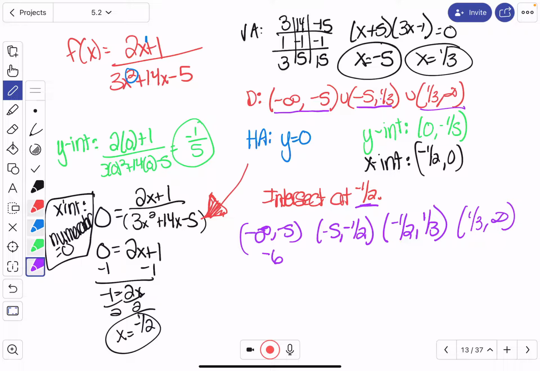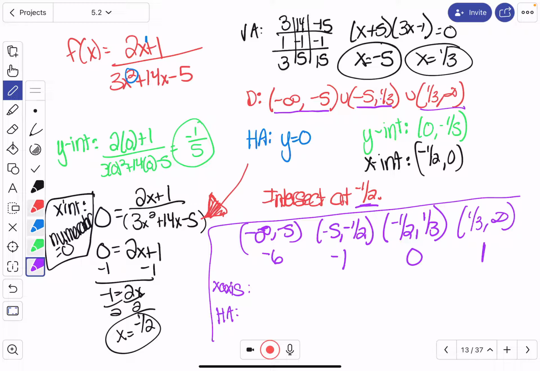So if this was negative 6, let's say we chose negative 1, let's say we chose 0, and let's say we chose positive 1. We're going to plug that in and look for two things. We're going to look if it's above or below the x-axis, and we're going to look if it's above or below the horizontal asymptote. Most of the time, those will be the same, but once in a while they won't, so you just want to be careful.